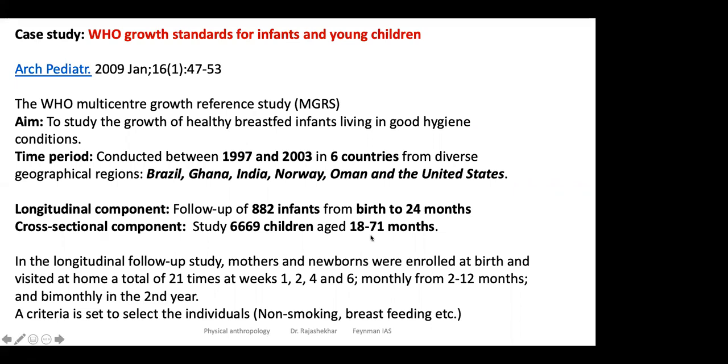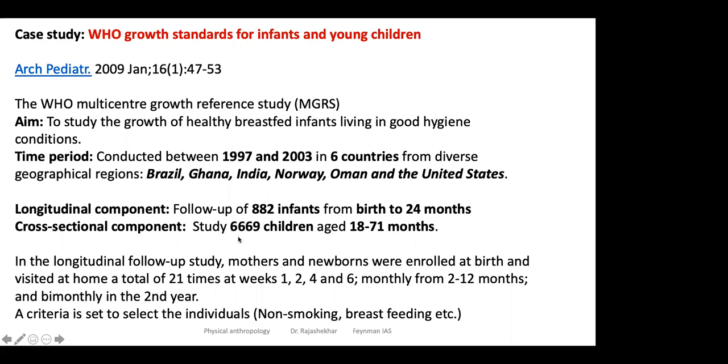Whereas in cross-sectional component, at one go, they took babies from 18 months to 71 months. So almost 4 years in a way. Actually, 6 years, right? 6 years study. So they took 71 months or 6 years, 18 to 71 months aged.